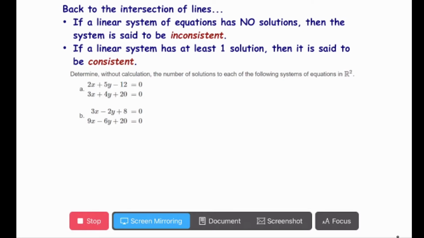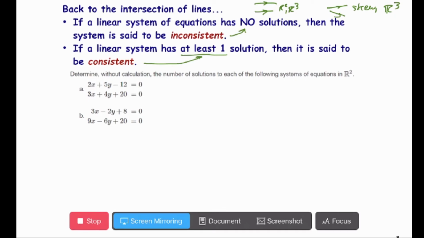Back to the intersection of lines, and let's learn a little bit of new vocabulary here. If a linear system of equations has no solutions, so if they are parallel in R2 or R3, or if they are skew lines in R3, then the system is said to be inconsistent. So no solutions means inconsistent. If a linear system has at least one solution, it is said to be consistent. So inconsistent means no solutions. Consistent means at least one solution.